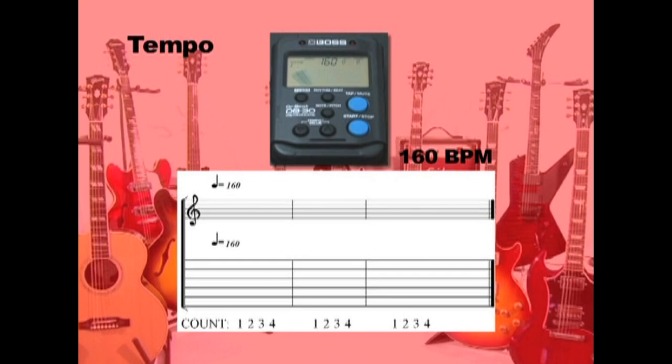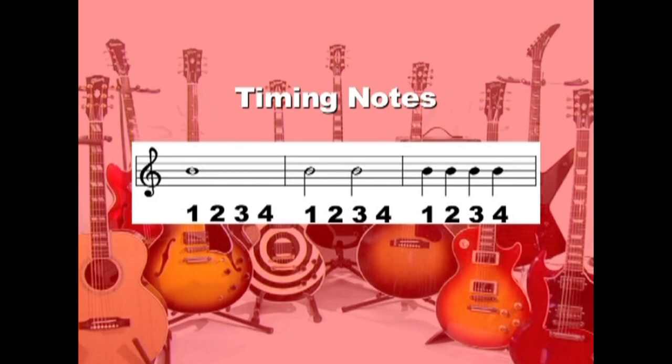There are many different timing notes. For starters, the whole note equals 4 beats, or one whole measure in 4/4 timing. The half note equals 2 beats. The quarter note equals 1 beat. These notes and timings will be explained more thoroughly as they are used throughout this video.